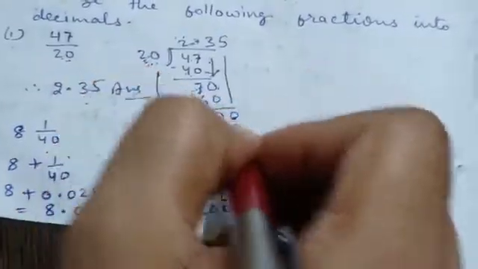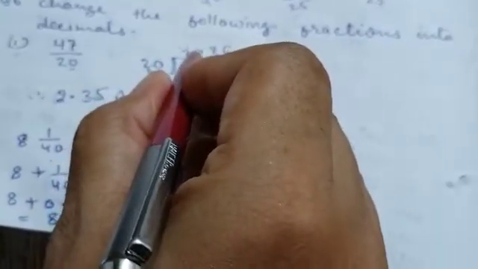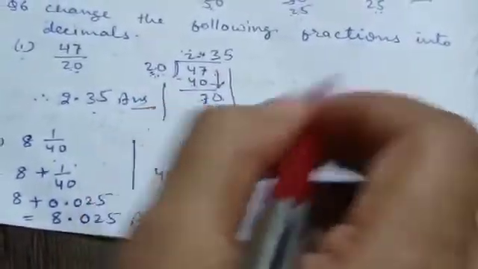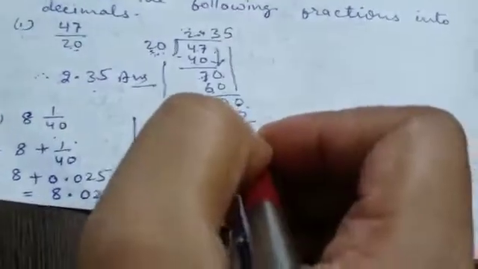3 twenties are 60. After subtracting we get 10. Since we have put the decimal here, we are free to take a 0 after every step. So it will become 100. Now 5 twenties are 100. Therefore the answer will be 2.35.